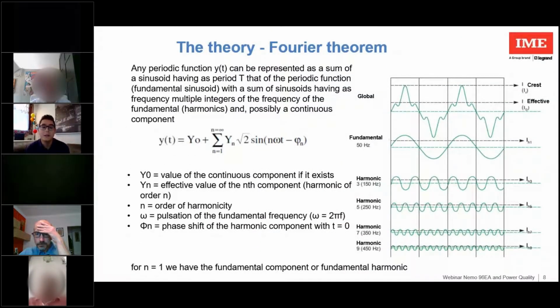But how do we get that waveform? Here, Fourier's theorem helps us. I don't want to bore you with the theory, but let's say that the waveform is nothing more than the sum of multiple sinusoids at multiple frequencies of the fundamental. So we have more than one sinusoid summed to the fundamental one.